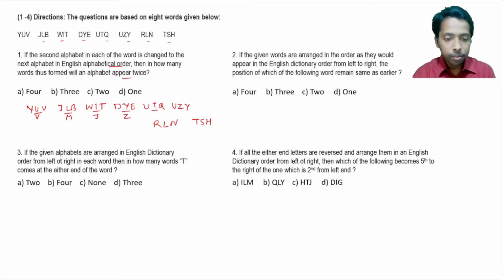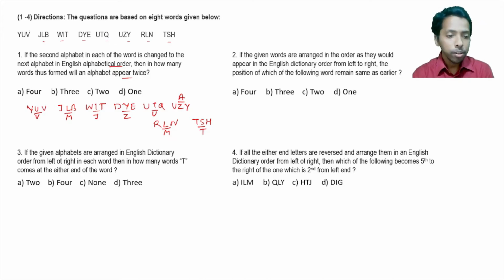This is T, so this is U. This is Z, means this is A. This is L, that means M. And this is S, T. S place value is 19, so T is 20.